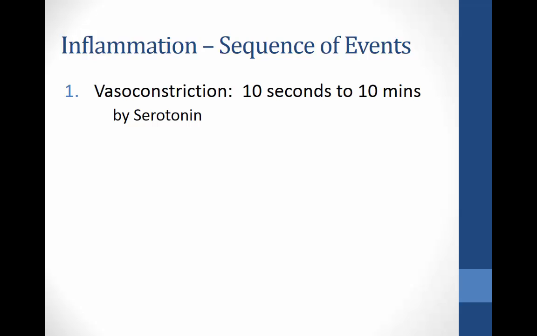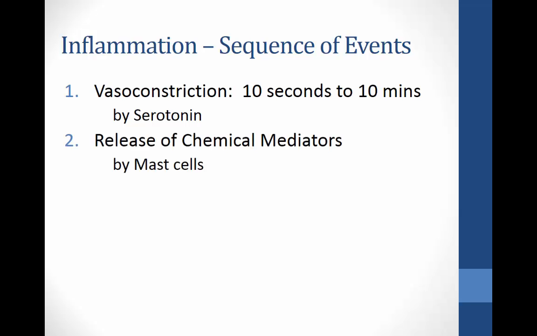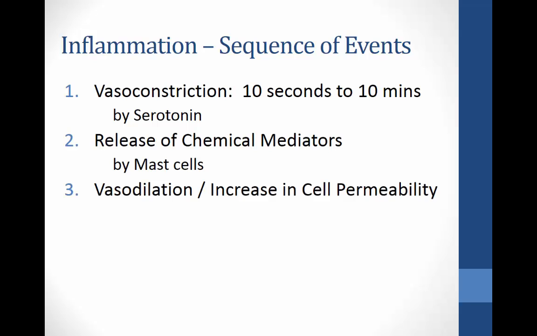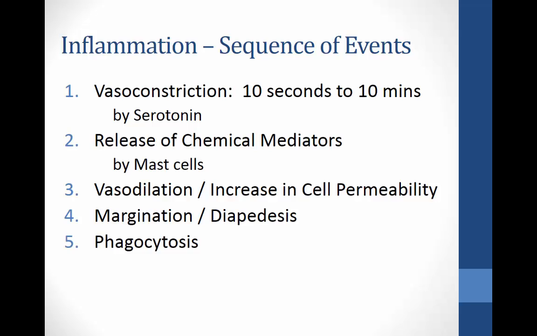The sequence of events includes: Number 1, vasoconstriction, which occurs 10 seconds to 10 minutes by serotonin. Number 2, the release of chemical mediators by mast cells. Number 3, vasodilation and increase in cell permeability. Number 4, margination and diapedesis. And finally, phagocytosis.